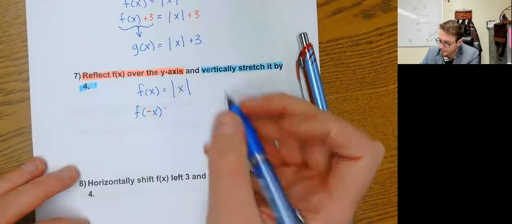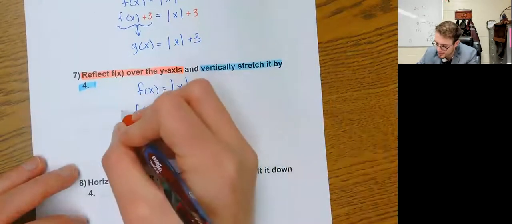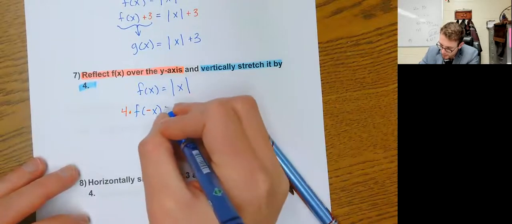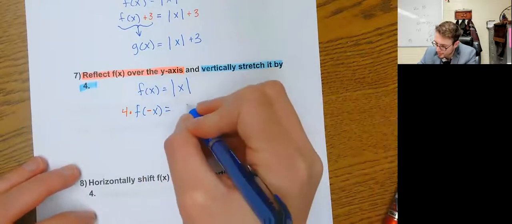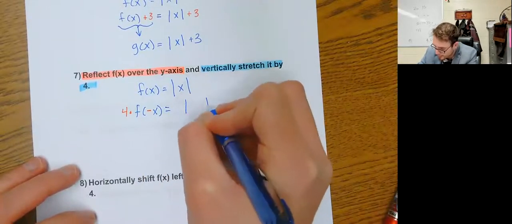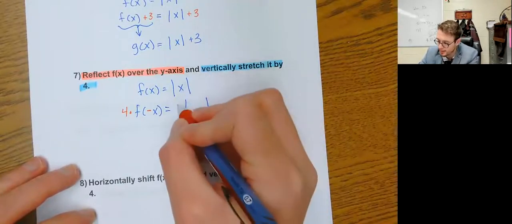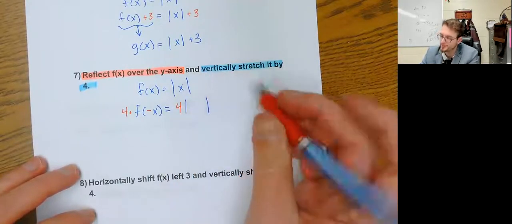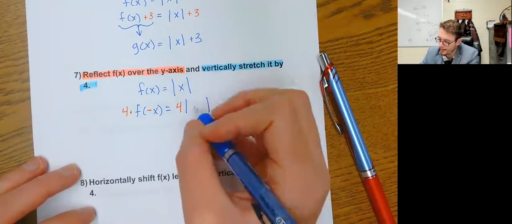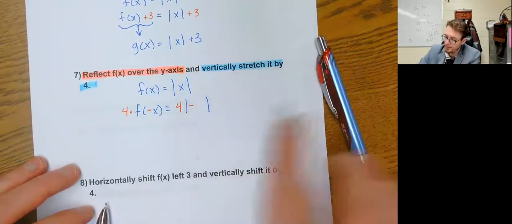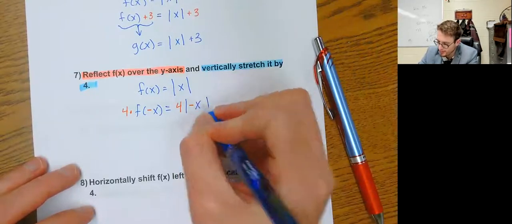What else do we want to do? And vertically stretch it by 4. So that means multiply the entire function by 4. So I'm going to put my absolute value bars. I'm going to multiply this whole function by 4. And I'm going to multiply the input by a negative.